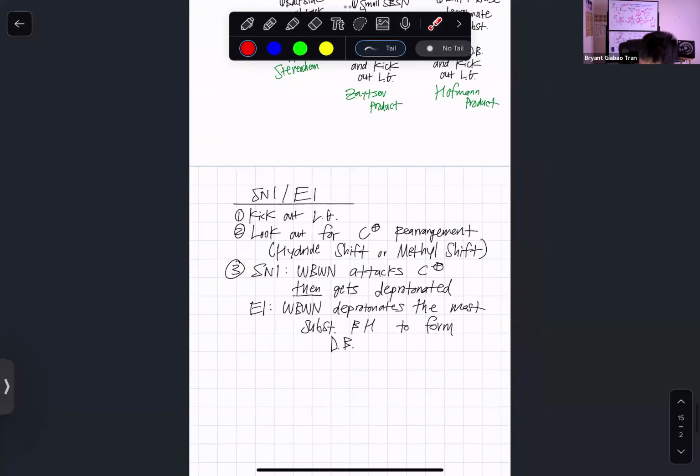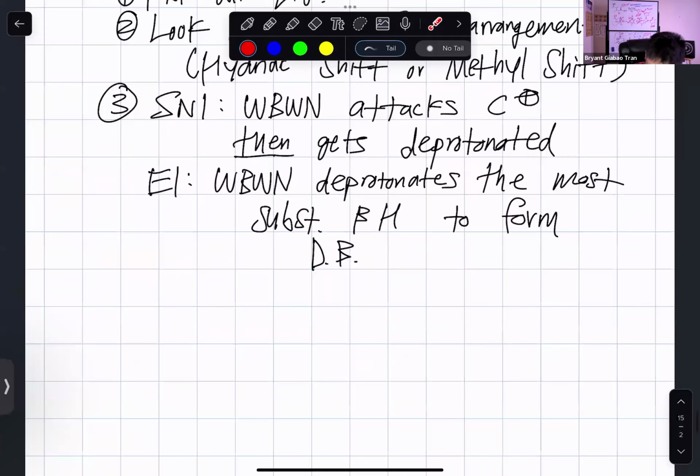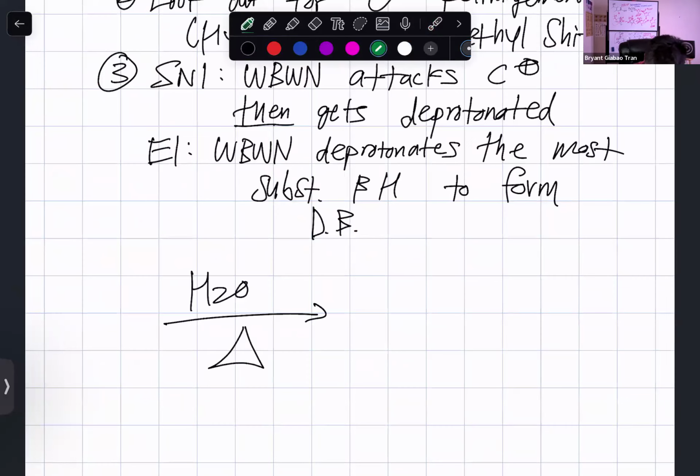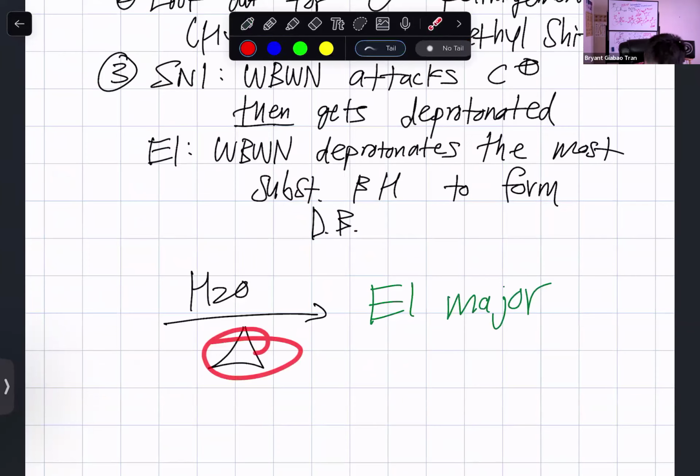SN1 will always be major over E1 unless heat is added, right? So if you see this triangle symbol or delta symbol, that's heat. If you see that under an arrow like water, then the E1 will be major. But if there's no heat, no delta symbol, then SN1 will be major. So in most cases, SN1 is major over E1 with no heat.